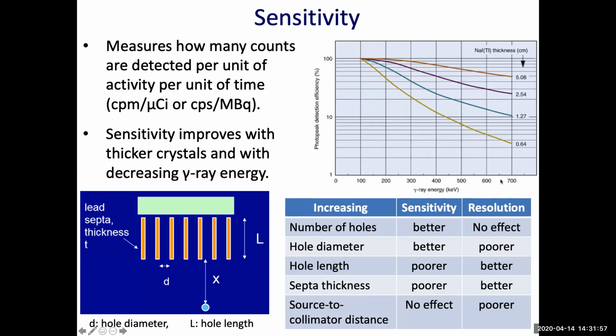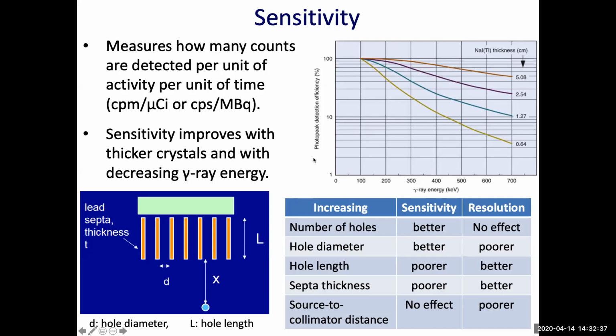The second factor that affects the gamma camera performance is sensitivity. It measures how many counts are detected per unit of activity per unit of time, like counts per minute per microcurie or counts per second per megabecquerel. So we have activity emitting radiation, emitting photons. How many photons are detected by the gamma camera? It is the ratio between the photons detected by the gamma camera and the photons emitted by the activity, could be patient or source, whatever.